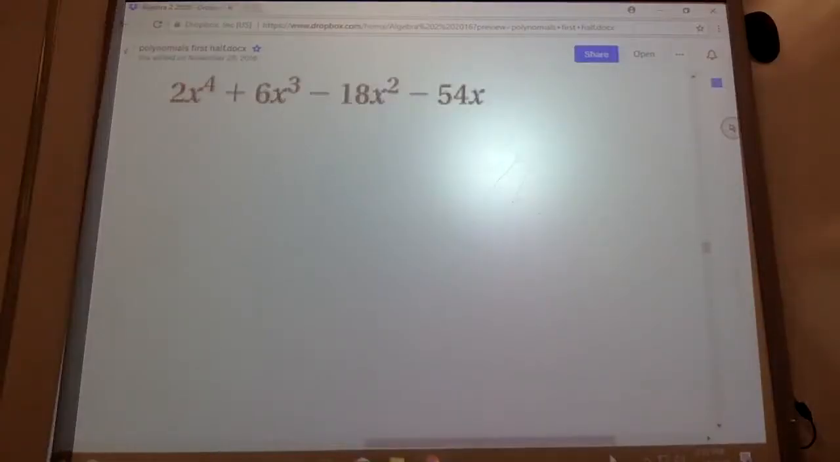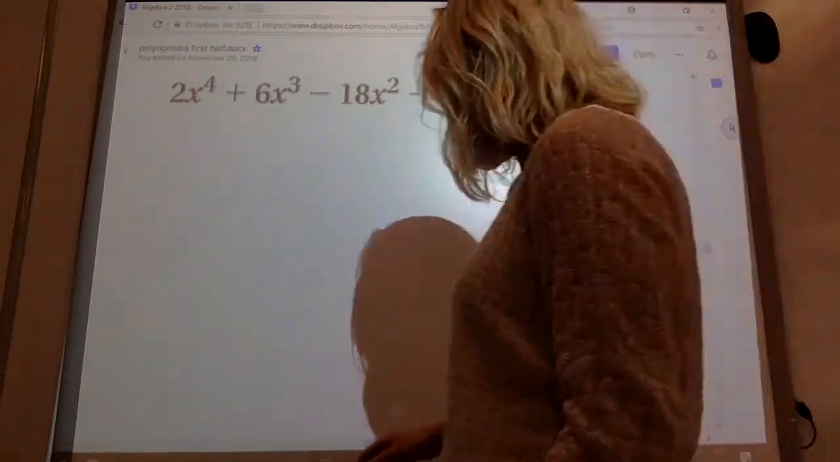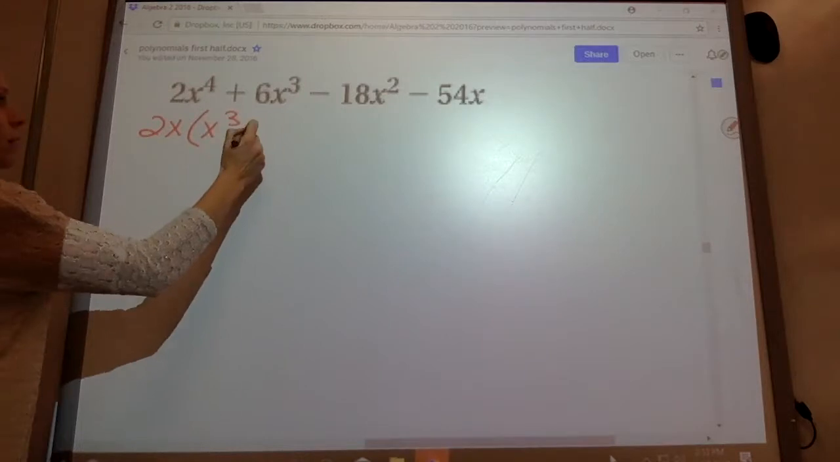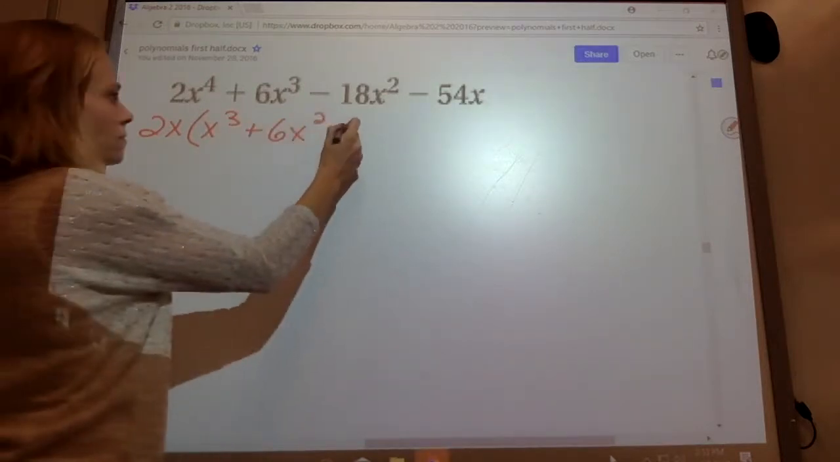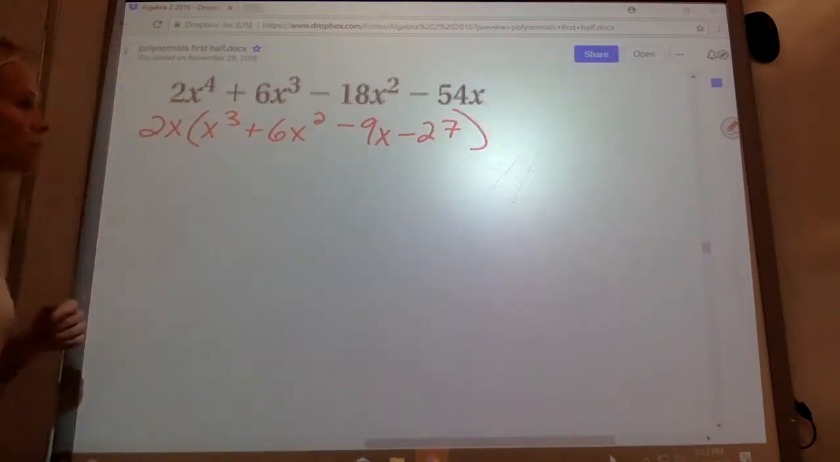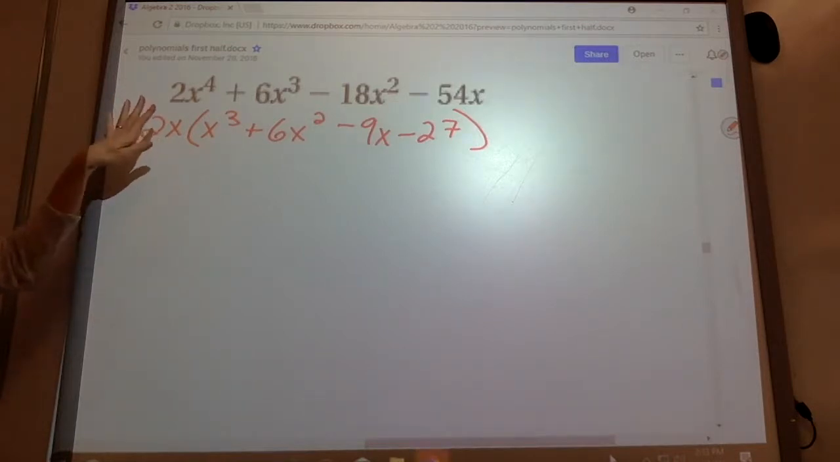Look at the next example. So again, is everything on one side? Yes. Is there anything I can factor out of every single term? A 2 and an x. Very good. So if I take out a 2x, then I have this. I know one answer right now, because whenever x is a factor, what's a root? 0. Whenever x is a factor, 0 is a root. So I know one answer is 0.